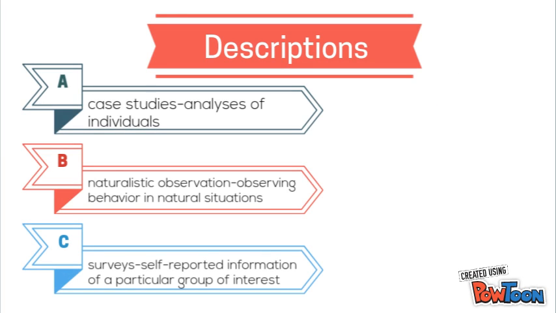There are other ways of gathering data, and these are called descriptions, or description modes, description models. It doesn't exactly matter what you call them. Just know that these are objective ways of gathering data that do not require experiments. So there are case studies, naturalistic observations, and surveys.